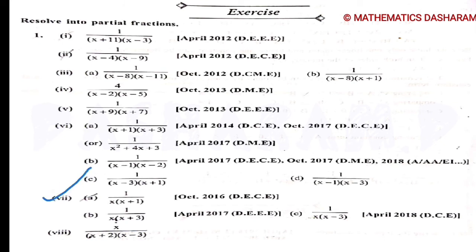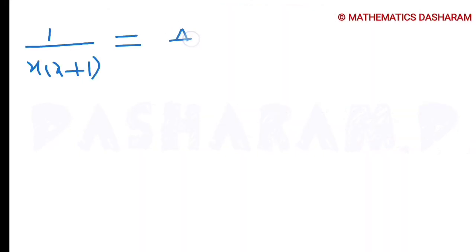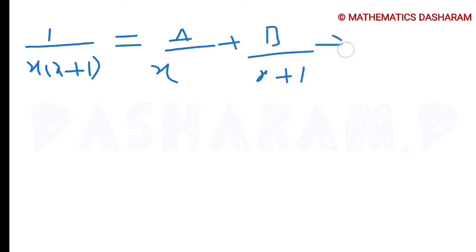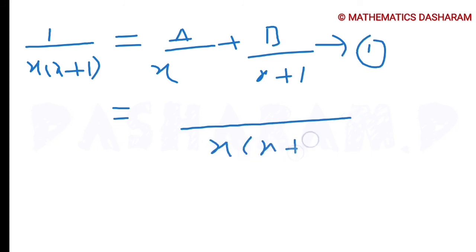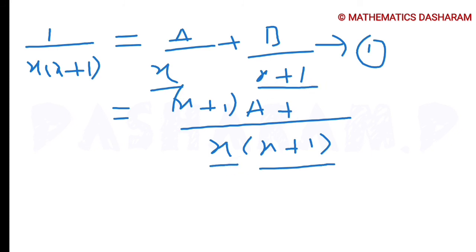Next, seventh question, there are 3 problems given, a, b, c. The first problem is 1 by x into (x + 1). Here the denominator has non-repeated linear factors. So a divided by x plus b divided by (x + 1), equation 1. It equals, take the LCM, x into (x + 1). So here x, then multiply (x + 1) with a, so (x + 1) into a. And here (x + 1), then multiply x with b, x into b.